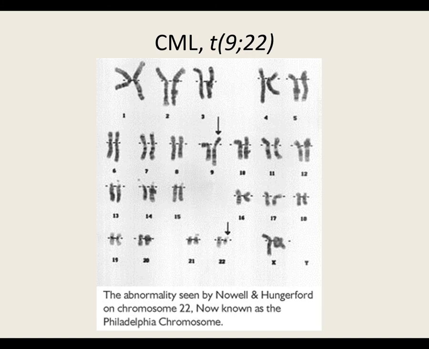Here's a karyotype of a patient with CML. You can see that chromosome 9 here is a little bit longer than usual. That's where the arrow is pointing here. And chromosome 22 has the shortened version, the Philadelphia chromosome, as shown here. CML has this karyotype called t(9;22), where the t stands for translocation, and it's a reciprocal translocation between chromosomes 9 and 22.